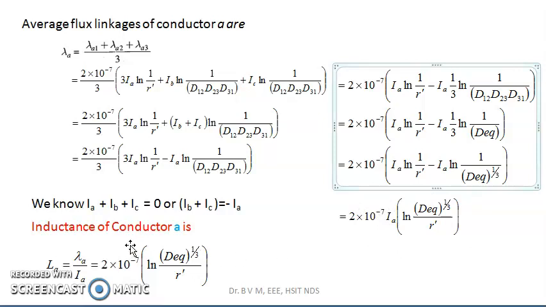Now the inductance of conductor A is LA equal to lambda A by IA. So this IA gets cancelled. Finally what remains is 2 into 10 raised to minus 7 log of D equivalent raised to 1 by 3 divided by R dash. This is the inductance of conductor A. Similarly, we can find the inductances of conductor B and conductor C.